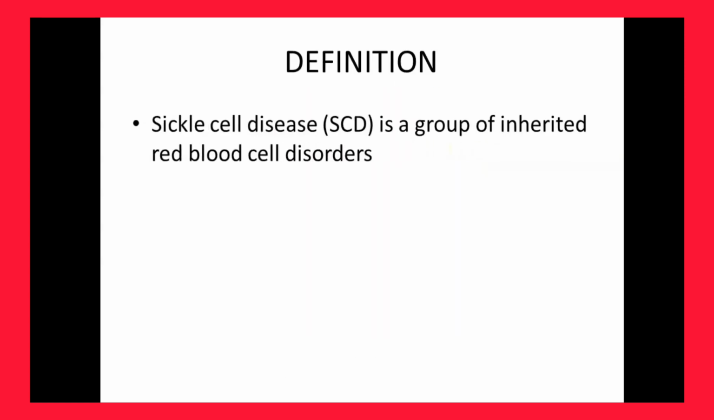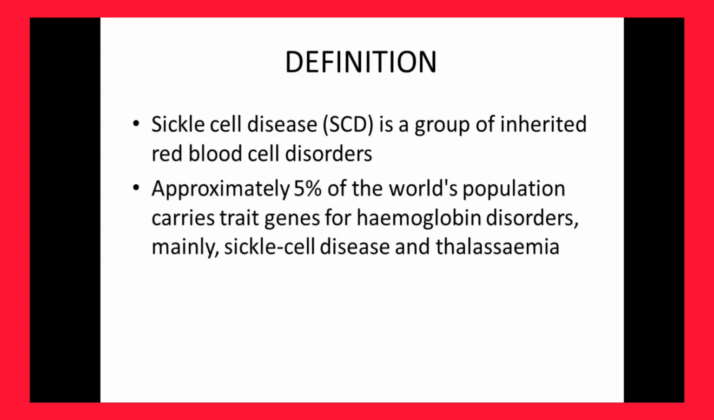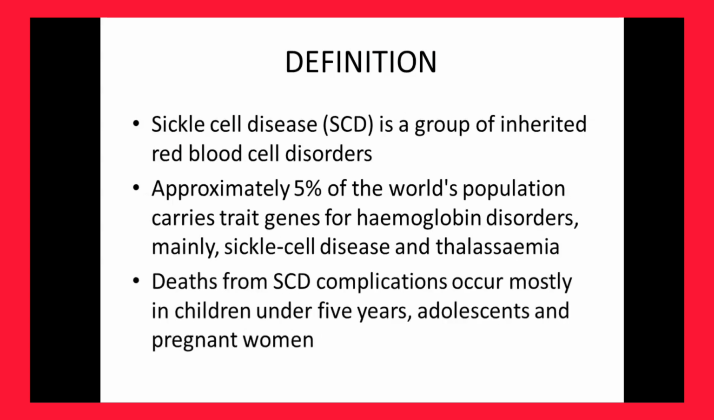Sickle cell disease is a group of inherited red blood cell disorders. Approximately 5% of the world's population carries trait genes for hemoglobin disorders, mainly sickle cell and also thalassemia. Death from sickle cell disease complications occurs mostly in children under 5 years, adolescents, and also pregnant women.